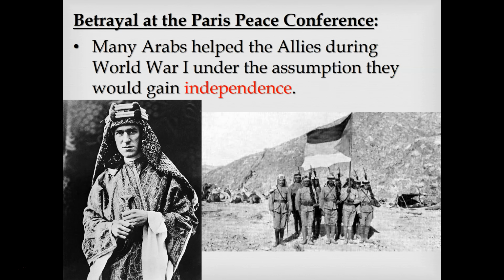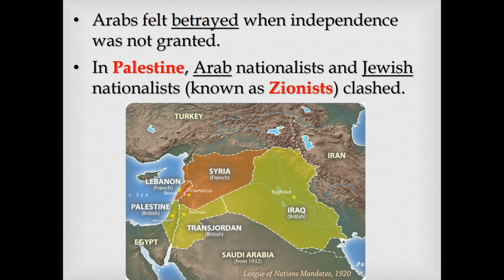At the Paris Peace Conference after World War I, the Arabs had to settle for not independence, but these things called mandates. And these mandates were basically colonies, where the Europeans would continue to rule over the Middle East. So Iraq, Transjordan, and Palestine would be British mandates, or colonies, and then Lebanon and Syria would be French mandates. Again, mandates are basically colonies.